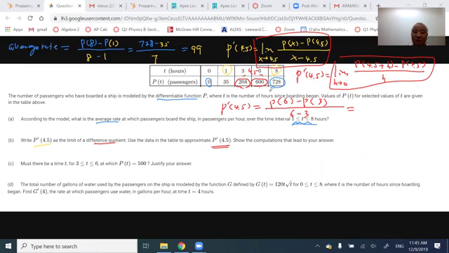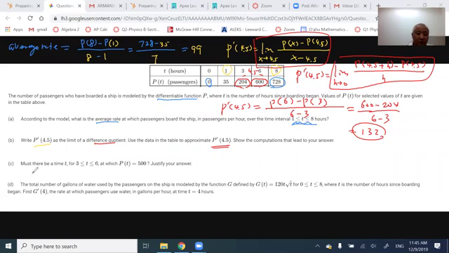So P6 will be what? 600. Minus P3 will be 204, divided by 6 minus 3, right? So we can get this one here, 600 minus 204, divided by 3. So you can get what? 132. That's for the B, okay?